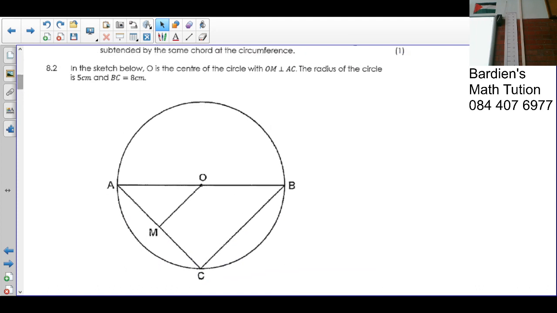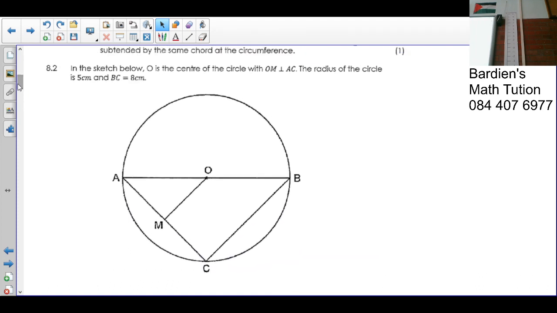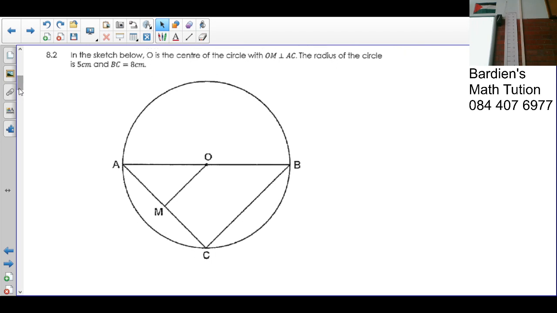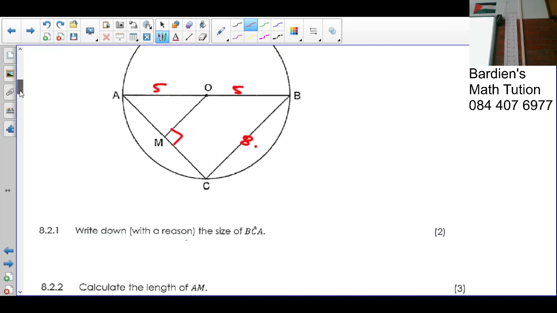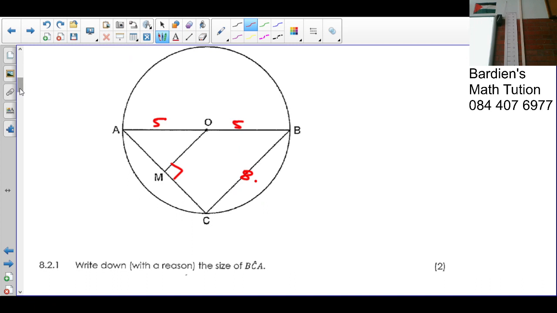In the sketch below, O is the center of the circle with OM being perpendicular. So OM is perpendicular to AC. The radius of the circle is 5, so that's 5, 5 and so on. BC is 8. The question says, write down with reason the size of angle BCA. This angle is going to be 90 degrees.